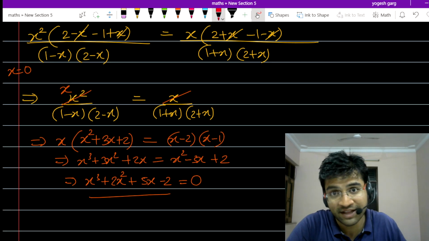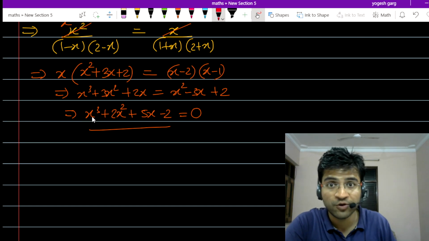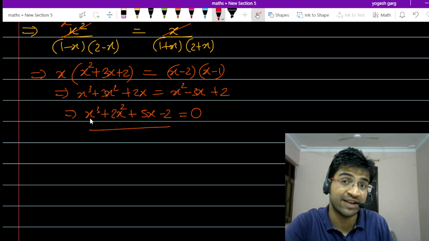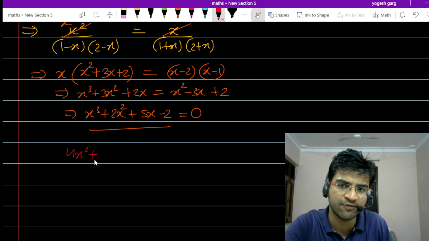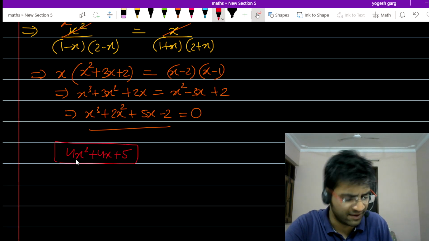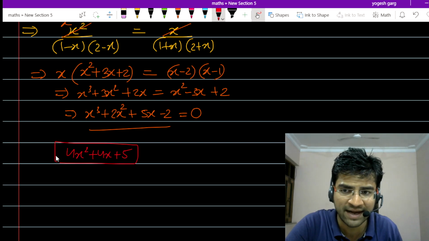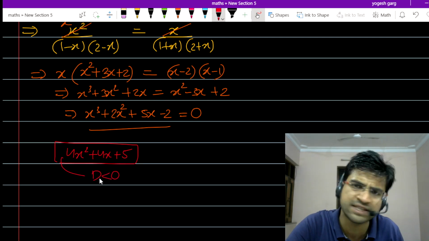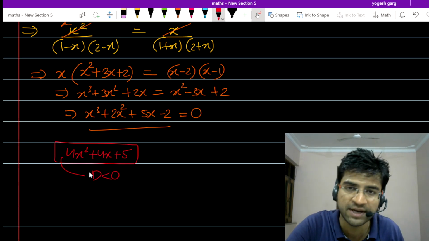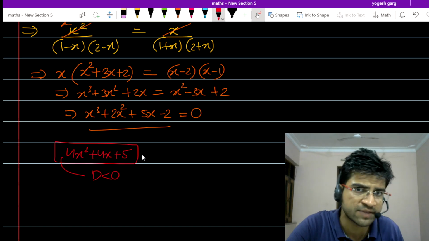For a cubic equation, either we find the roots or there is another method: differentiate this to check whether its derivative is ever equal to 0 or not. See, you differentiate this, you get 4x square plus 4x plus 5. If you think for a little, you will be able to comprehend that this expression's discriminant is negative, right?